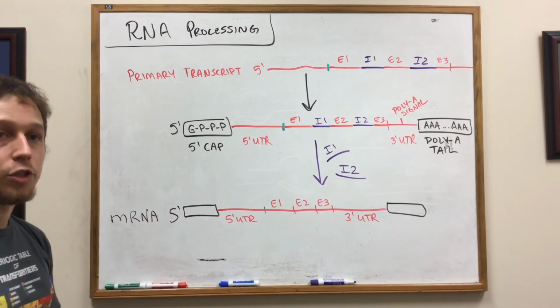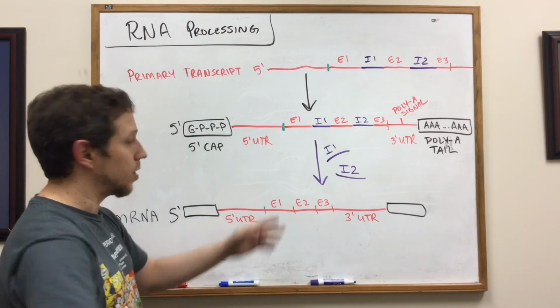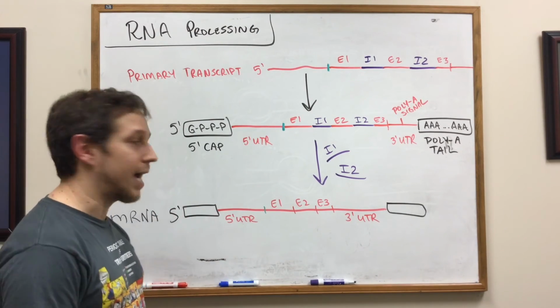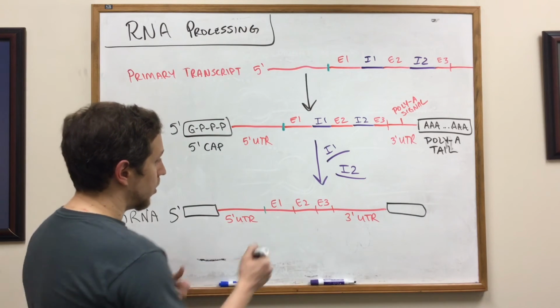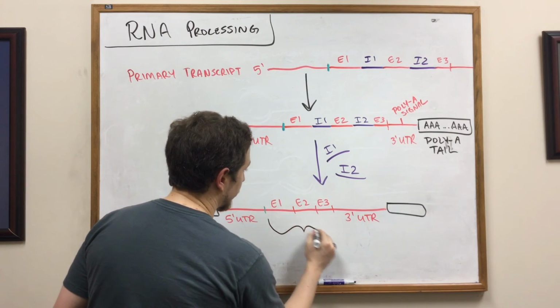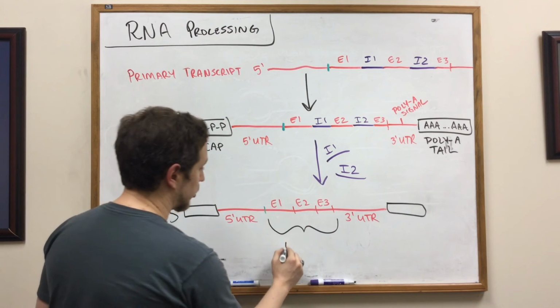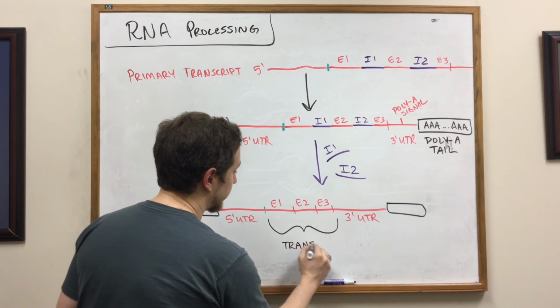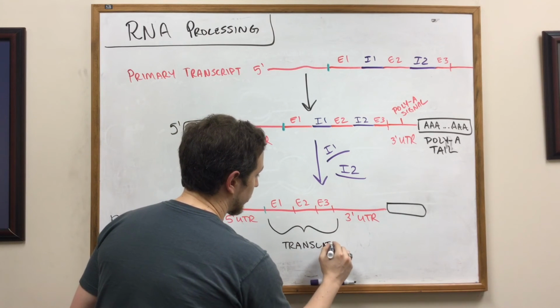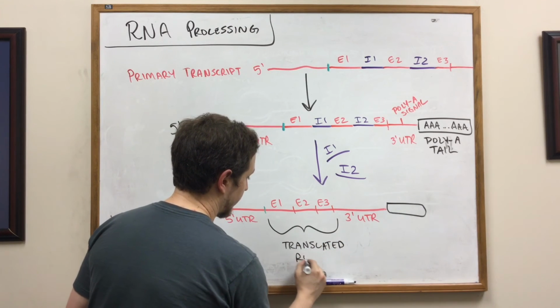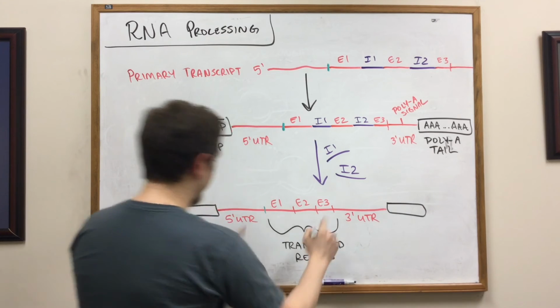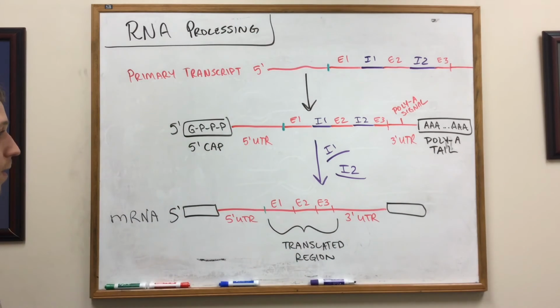This is what is going to go to the cytoplasm and is going to be translated at the site of the ribosome. Remember, only this region here between the start codon and the stop codon will actually be translated. So this is our translated region. But everything else here will remain on this mRNA as it's moved from the nucleus to the cytoplasm.